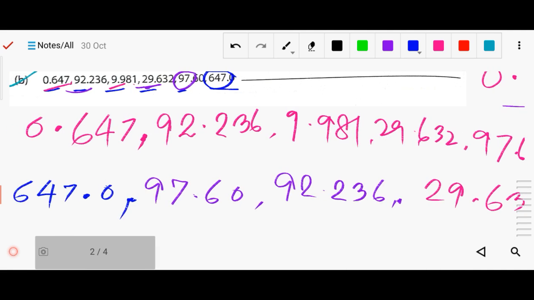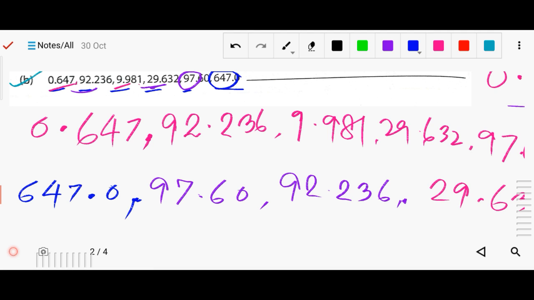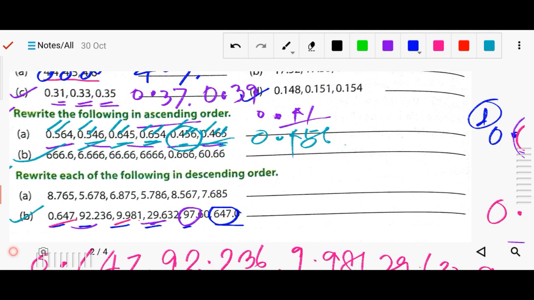So how to arrange in ascending or descending order? First of all you have to compare all the digits and find the smallest or the largest according to your arrangement. How will you compare? You have to compare from the extreme left. If they are equal, then you compare the next digit, and so on you have to go. So this is your homework, exercise 9F. You can solve it.